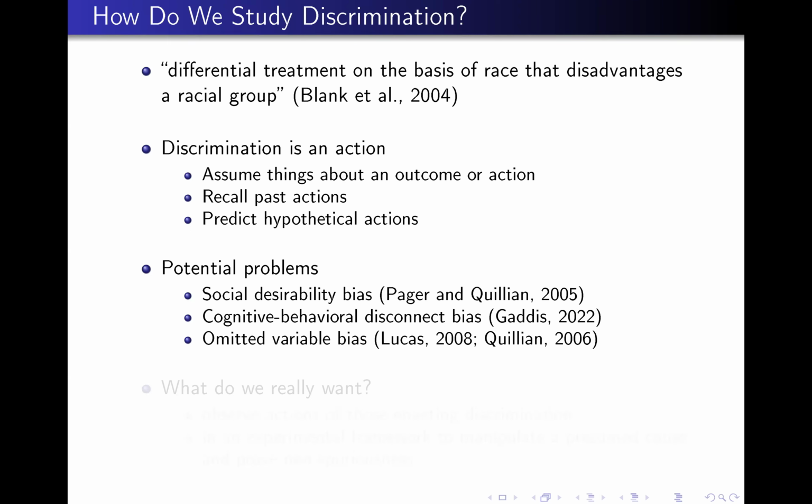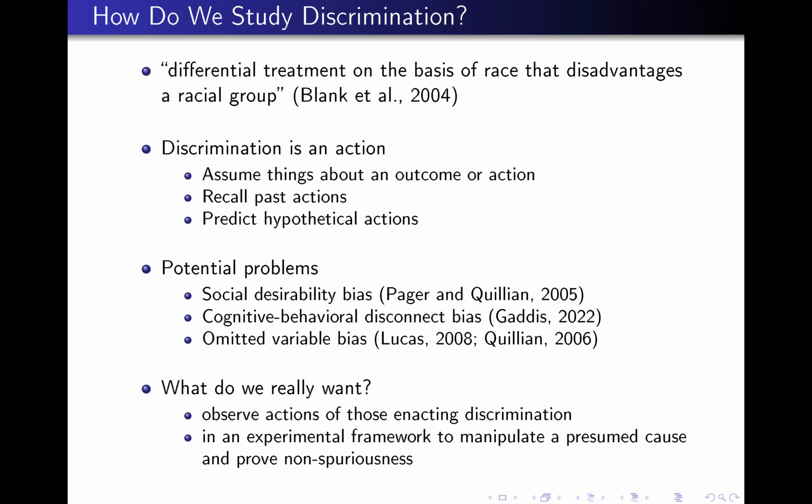So what we really want to do is observe the actions of the people or the individuals or organizations that are enacting discrimination. And on top of that, we want to do it in an experimental framework so we can manipulate a presumed cause and prove non-spuriousness. So what does this look like?